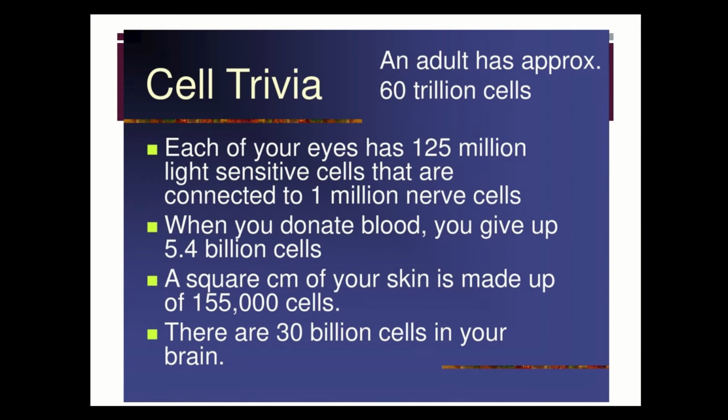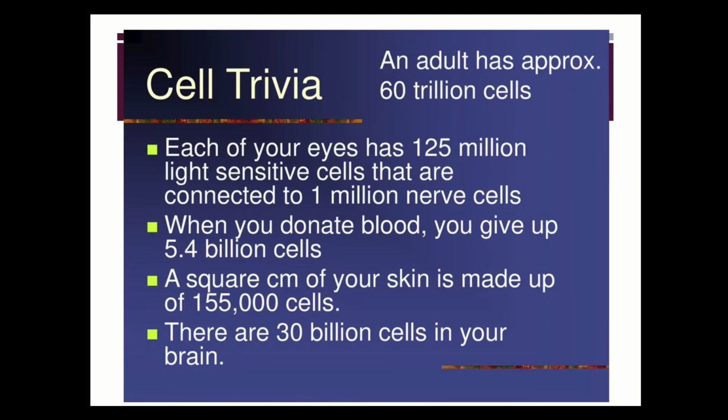So before we formally start with our main lesson, let's first have a cell trivia. An adult has approximately 60 trillion cells, because as we grow older, the number of cellular units that we have are also increasing. Each of your eyes has 125 million light-sensitive cells that are connected to 1 million nerve cells. And when you donate blood, you give up 5.4 billion cells.